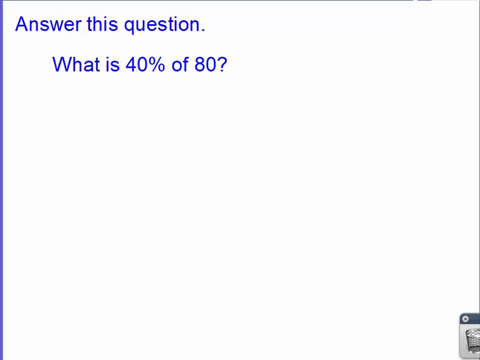So I'm going to teach you a little way of doing that today. First thing we need to do is we need to translate this question. And here's how this question translates. What is referred to as a blank. Is translates as an equals. 40% of translates as times 80. So what we have is a math problem. 40% times 80.